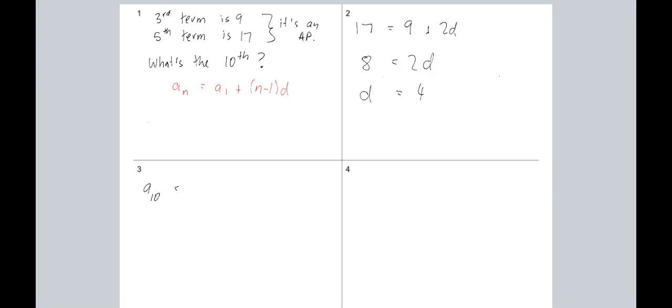Good. Yeah, so we can start at the fifth term and add another 5 lots of D on. But this time we know what D is, it's 4. So the 10th term is going to be 17 plus 5 times 4, which is 37. What do you reckon?